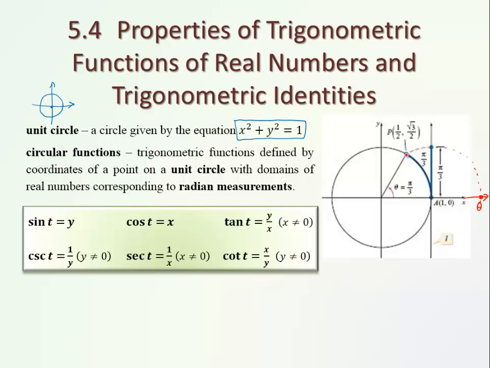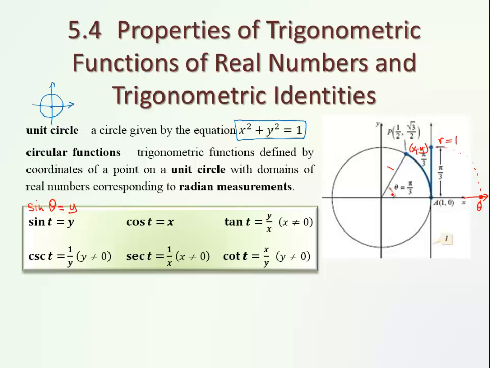And remember that each such point determines the values of all 6 trig functions, because those values are defined in terms of x, y, and r. Well, in our case, r is equal to 1 because that's a unit circle, so this distance is 1. So the definitions of our trigonometric functions, for example, sine of the angle theta, would be y over r, but since r is 1, it will be just y.